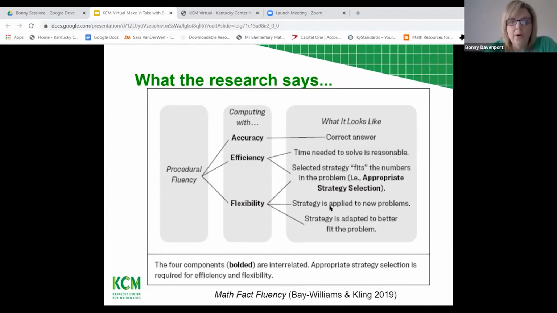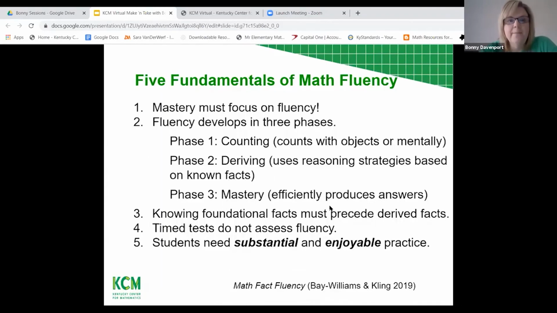Okay, so let's go to our next slide, which is the 5 fundamentals of fact fluency. And mastery must focus on fluency, thinking about it in the context that we were just talking about, how you have to be flexible and efficient and have strategies. So if we want to get kids to mastery, we have to equip them with different kinds of strategies.